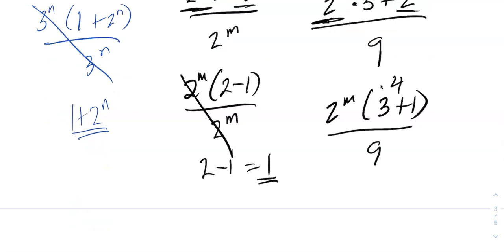This is sitting as 4. So I get 2 to the m, I guess you could write it like this, times 4/9. But that's about as much as you could do. Nothing else to do with that. That's the lesson.